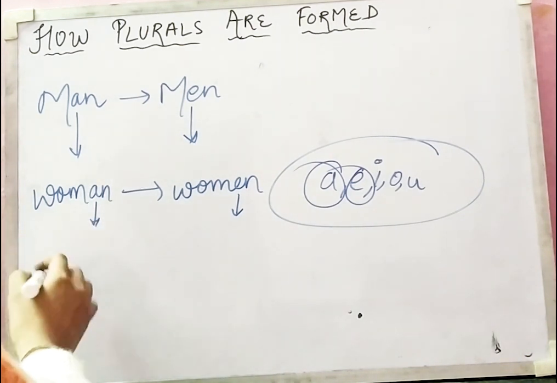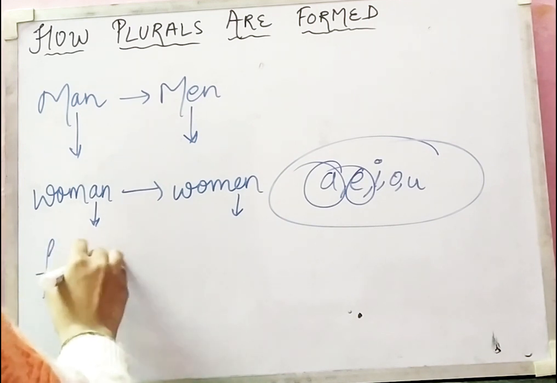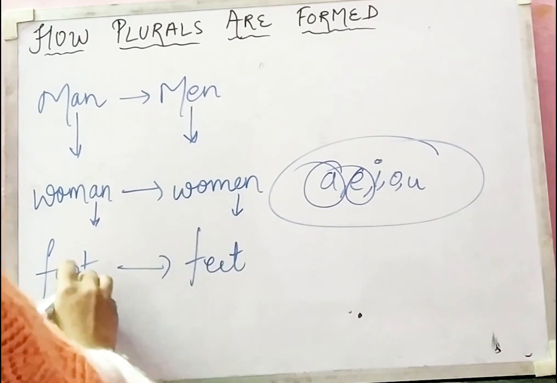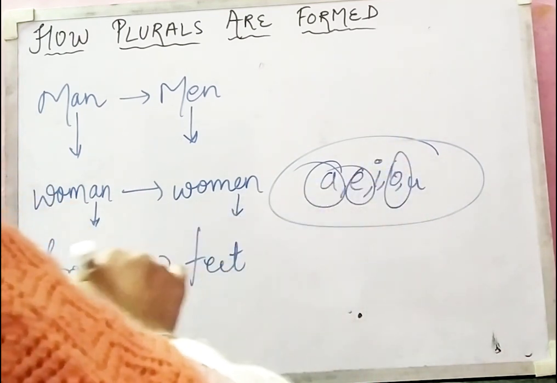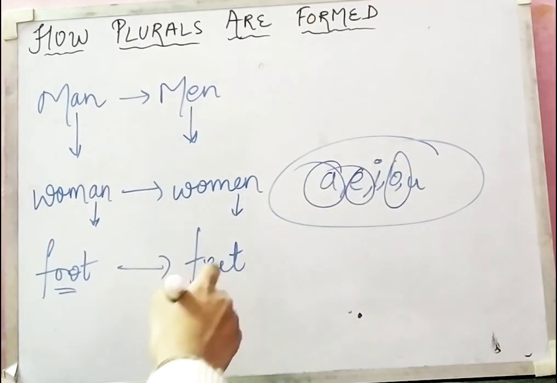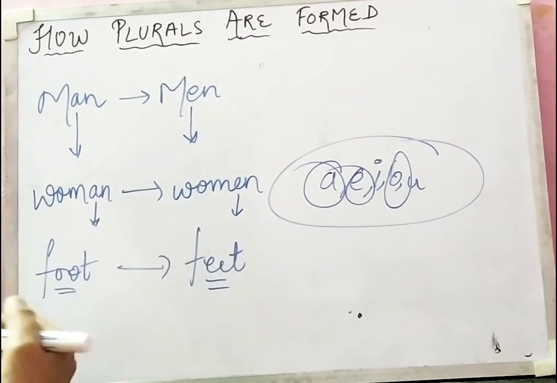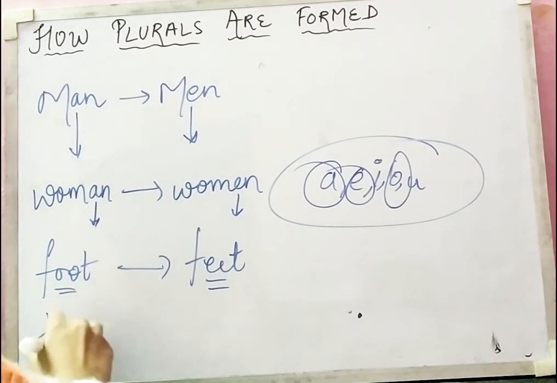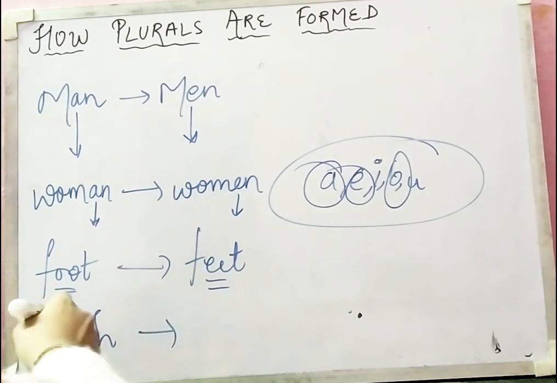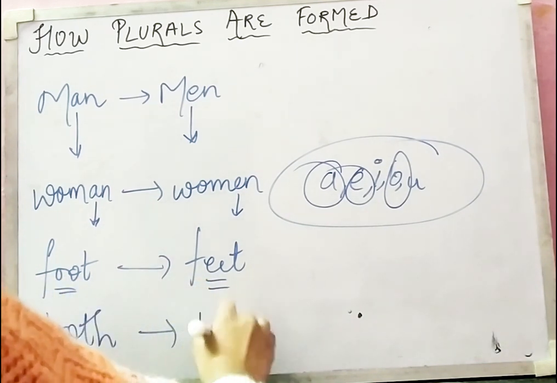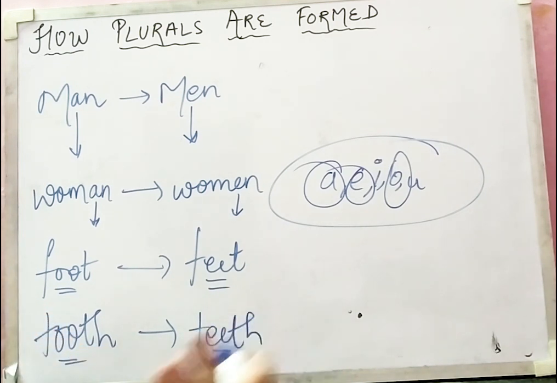Similarly, you can take example of foot, and similarly you all know that OO, means O is also a vowel. This OO is replaced by EE to make it a plural. Similarly, you can take one more example like tooth. Tooth means oo is replaced, means teeth. That is ee. This is one example.